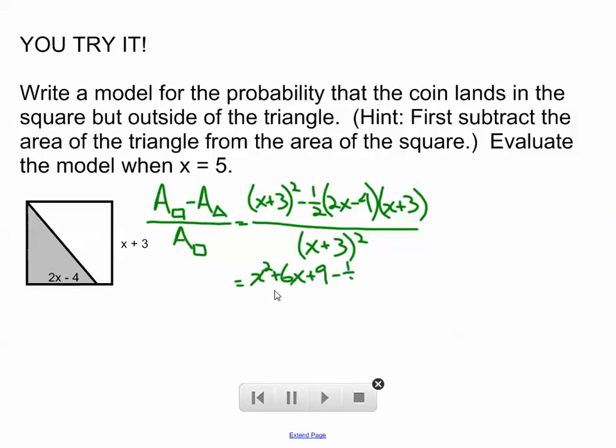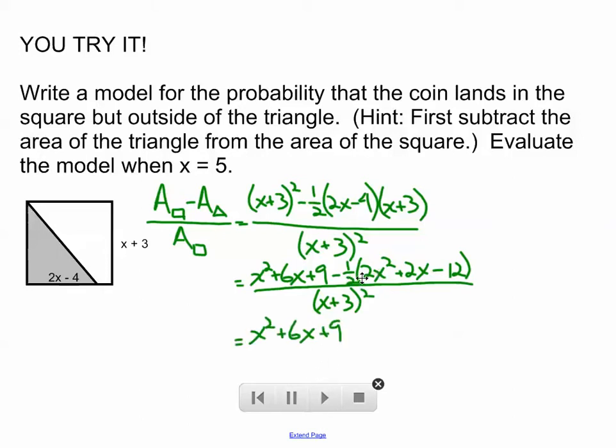So x plus 3 squared is x squared plus 6x plus 9. 2x minus 4 times x plus 3 is 2x squared plus 2x minus 12. I'm not going to simplify on the bottom yet. It's not necessary. I'm going to distribute this negative 1/2. So that'll give me negative x squared, negative x, and positive 6.